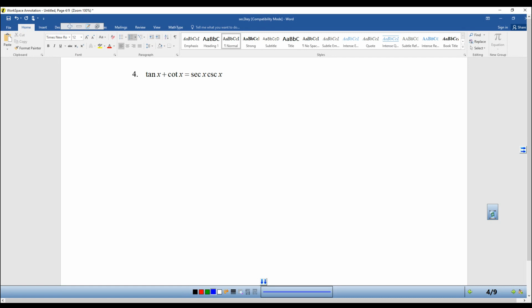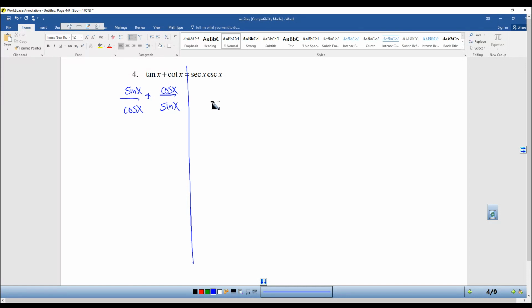Number 4. A lot of times when I see something that I just don't even know where to begin, my first step is to change everything to sines and cosines. So tangent is sine of x over cosine of x, and cotangent is cosine of x over sine of x.